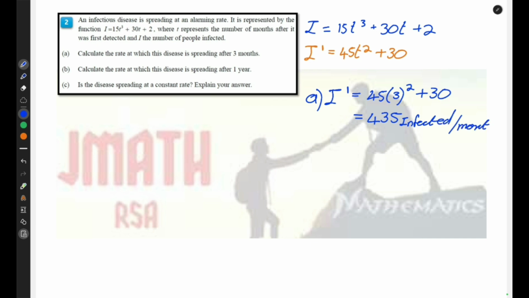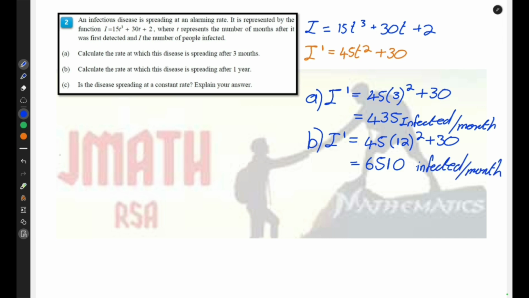I don't think they're going to be too strict on this. They are just going to mark the number, but if you want to be extra, you need to put in the right word. Okay, question B. So now the same question, but for 1 year. So don't let them catch you out. I just use the same formula, and 1 year is 12 months. Don't sub in a 1. Sub in a 12, please. And then you would get the answer. My calculator tells me that's 6510 infected per month.